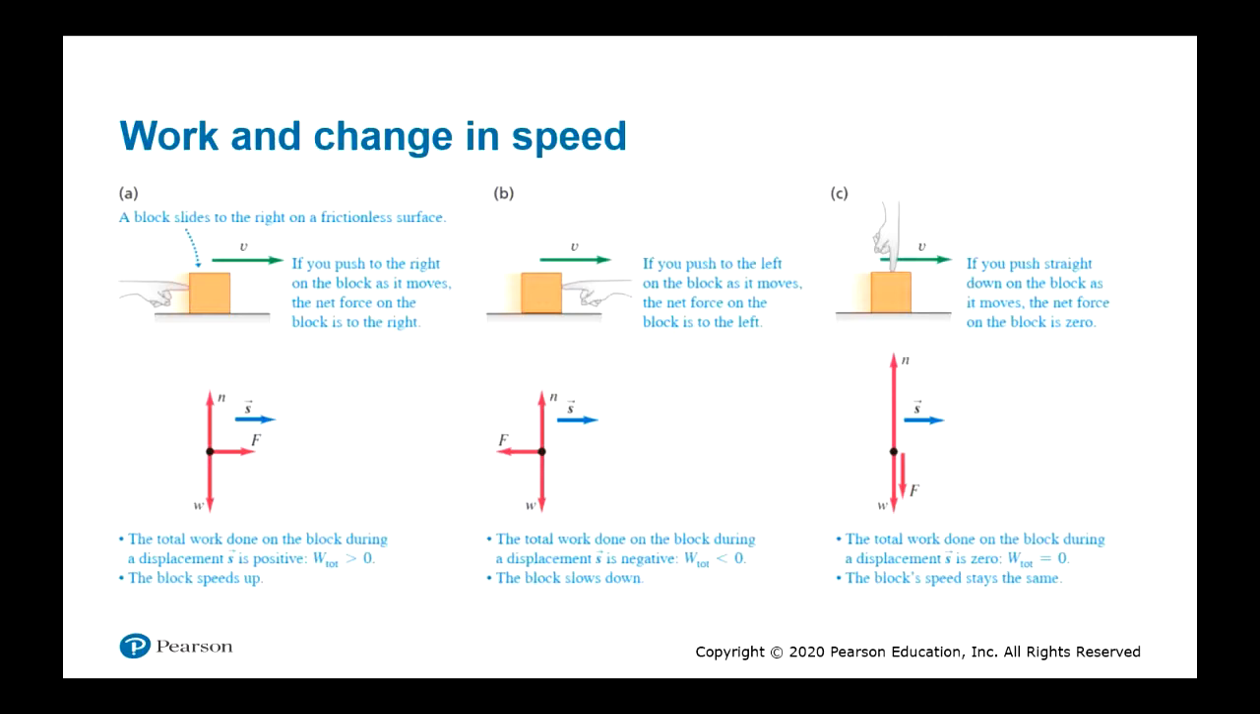Lastly, what if the block is sliding and you apply a downward force, or you push it down? Well, this doesn't change anything for the speed, so it remains constant. In this case, the total work on the block is also zero. So we can then conclude that when a particle undergoes a displacement and it speeds up, then there is work and it is positive. But if it slows down, then there is still work and it is negative. And if the particle maintains its speed, then there is no work done. So constant speed, or when it's at rest, means there is no work done. That also means, remember from Newton's laws, that there is no net force on the object.